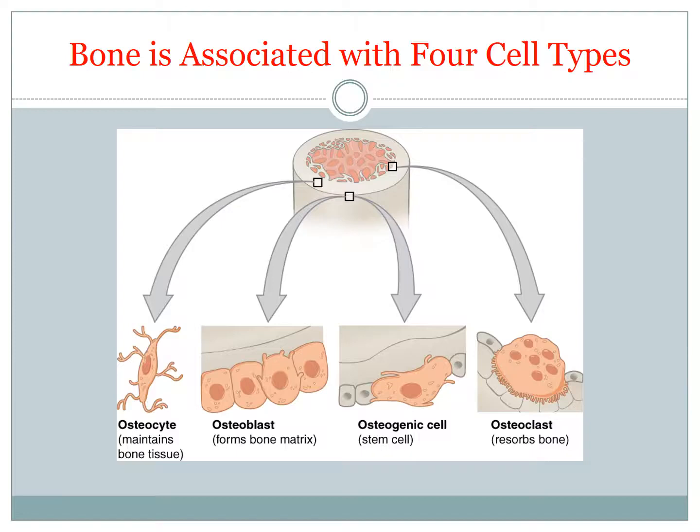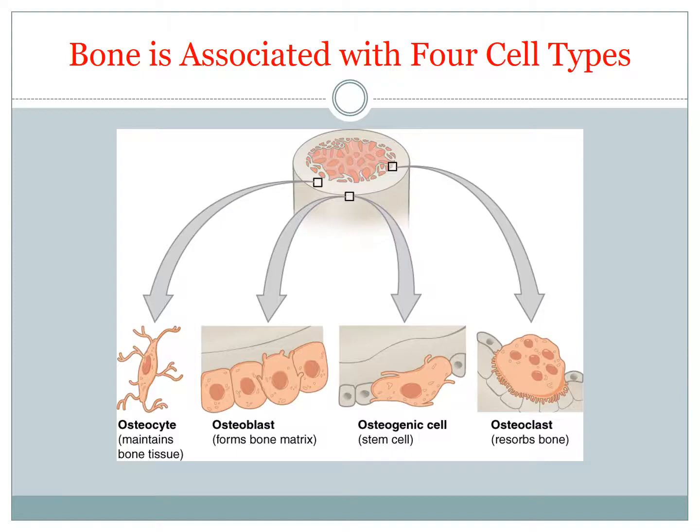Osteogenic cells are mesenchymal cells located in the periosteum and endosteum. These stem cells divide to produce daughter cells that differentiate into osteoblasts, and they are important in the formation of osteocytes.